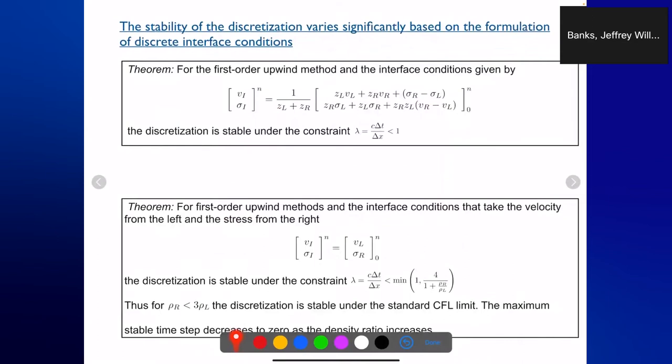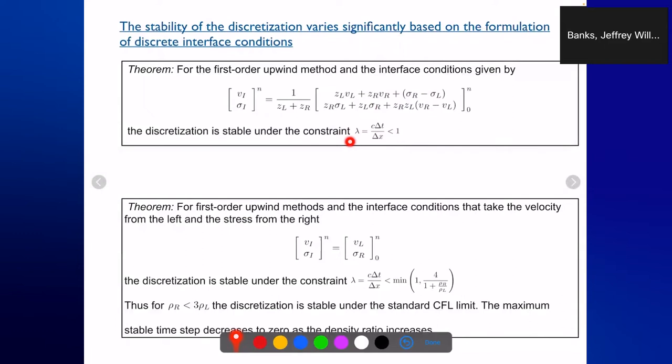But if you do this, the stability of the partition schemes that you write down varies very significantly from what you would get in the traditional scheme. I'm not going to go through the details, but if I use the first order upwind method and then use these interface conditions, it turns out that the scheme with this funny weighted average is stable under the usual CFL constraint, lambda is less than one, C delta T over delta X is less than one.